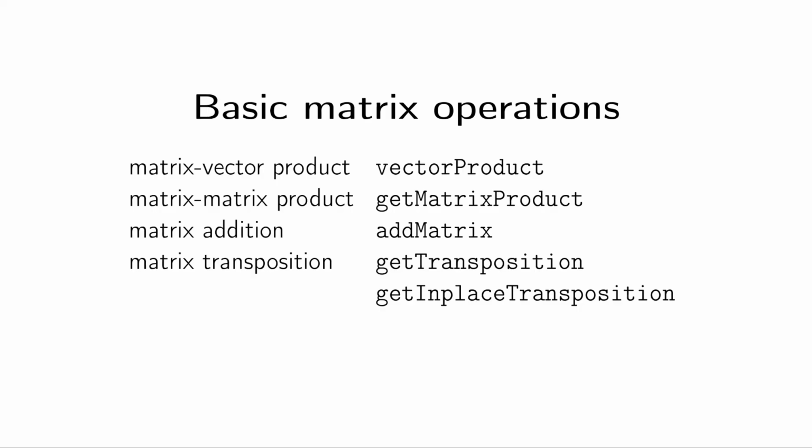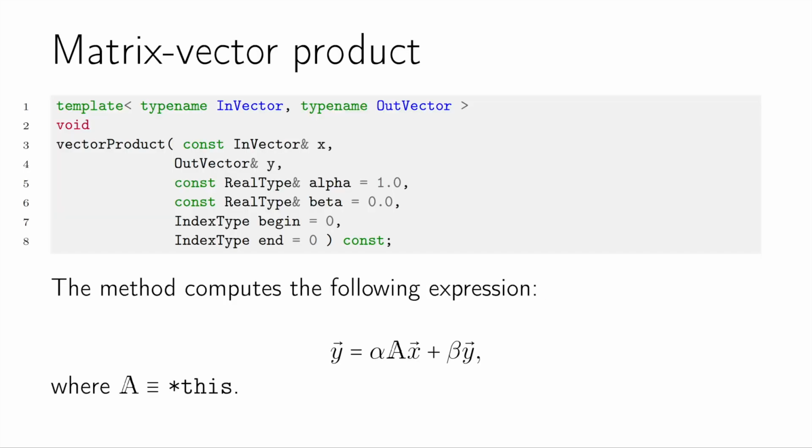Basic matrix operations such as matrix vector multiplication, matrix-matrix multiplication, the addition of two matrices, or matrix transposition can all be performed with matrices. All these operations will be demonstrated in the following examples. We begin with the operation of matrix vector multiplication, which is among the most commonly used operations. The vectorProduct method of the dense matrix and dense matrix view classes computes the expression y = alpha * A * x + beta * y. The first four parameters of this method are vector x and y, followed by the parameters alpha and beta.